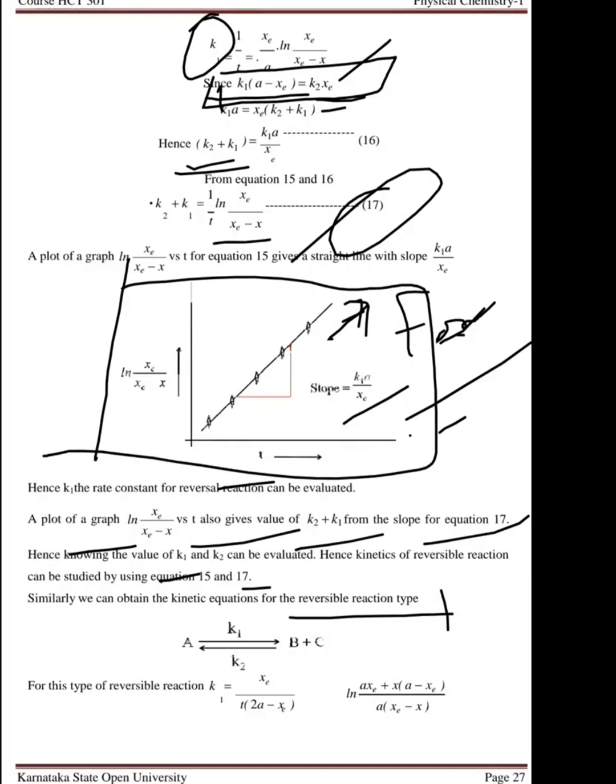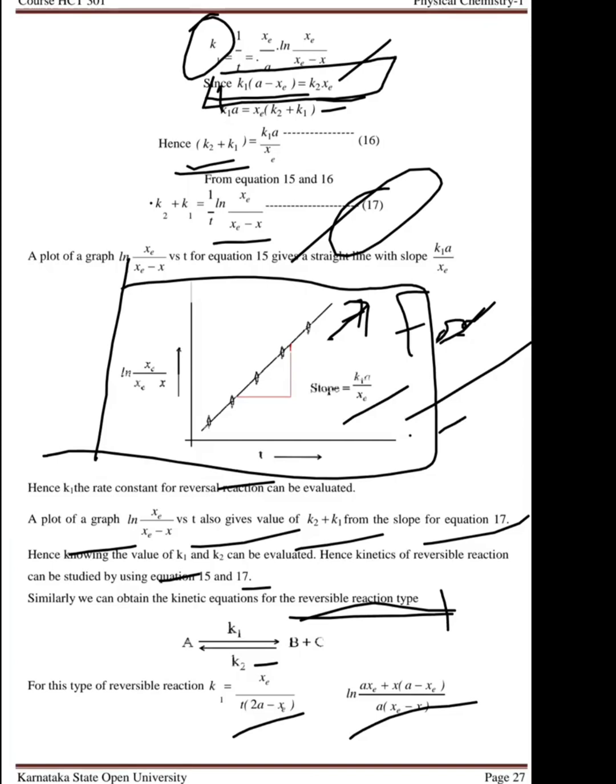So here we are going to identify the reversible reaction, where A forms the products B plus C. For the reversible reaction the rate constant is K2. So for identifying it, K1 is equal to Xc by T into (2 minus Xc), ln of [A into Xc plus X into (A minus Xc)] by [A into (Xc minus X)], where small a denotes the initial concentration of the reactant A.